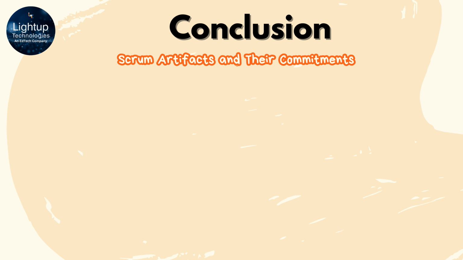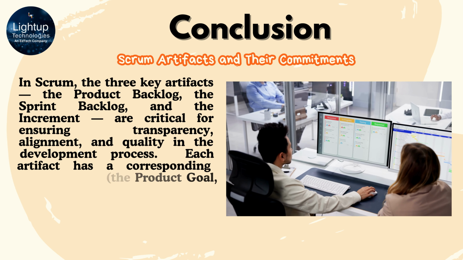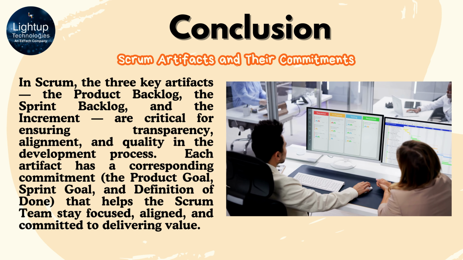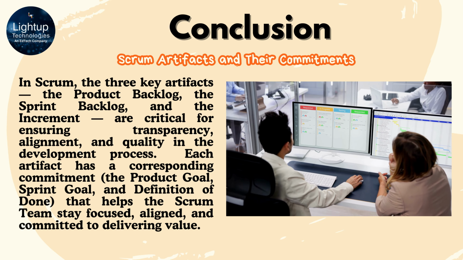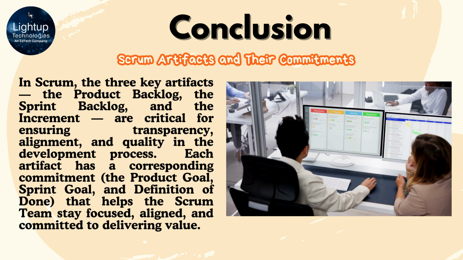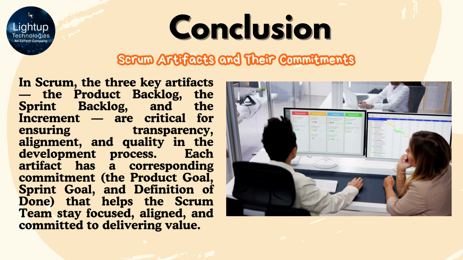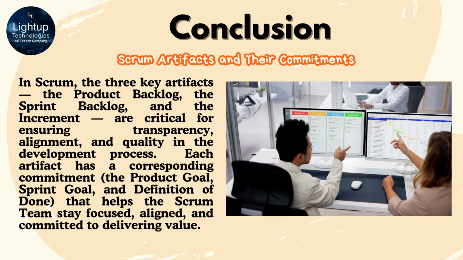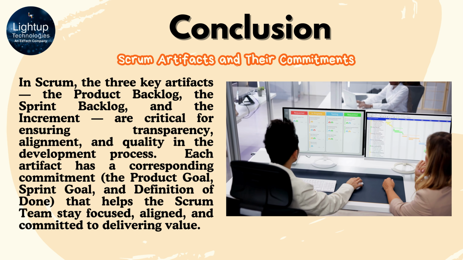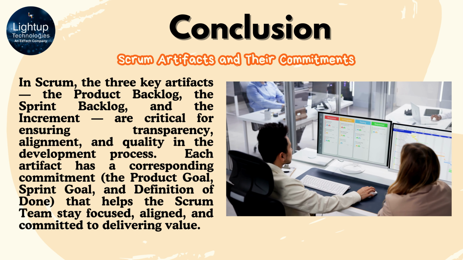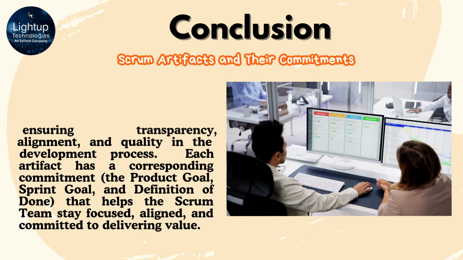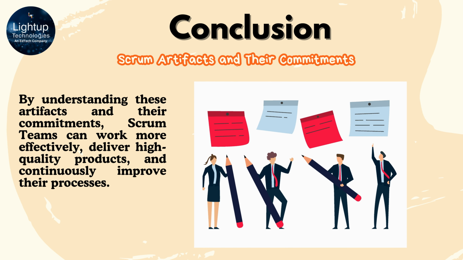Conclusion. Scrum artifacts and their commitments. In Scrum, the 3 key artifacts, the product backlog, the sprint backlog, and the increment, are critical for ensuring transparency, alignment, and quality in the development process. Each artifact has a corresponding commitment, the product goal, sprint goal, and definition of done, that helps the Scrum team stay focused, aligned, and committed to delivering value. By understanding these artifacts and their commitments, Scrum teams can work more effectively, deliver high-quality products, and continuously improve their processes.